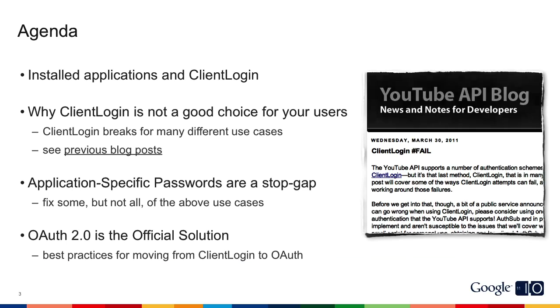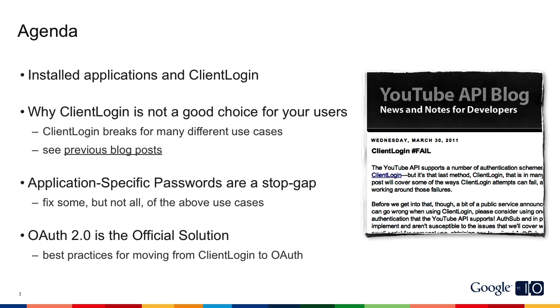So what we're going to talk about in this session are installed applications, and in particular, what you need to do when you need to authenticate to Google APIs from an installed application. Traditionally, the API you use to obtain authentication tokens for an installed application is called ClientLogin, but I'm going to explain why ClientLogin is actually not a good choice for your users.